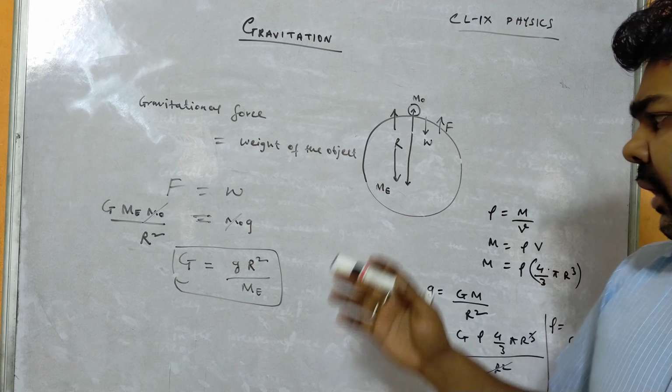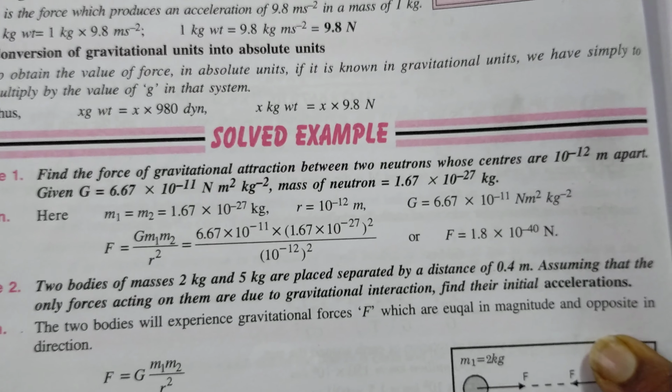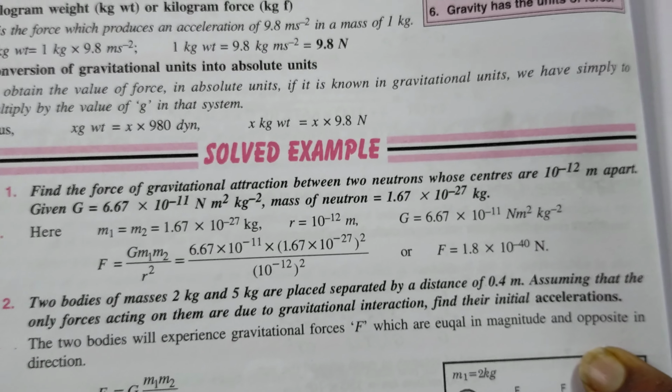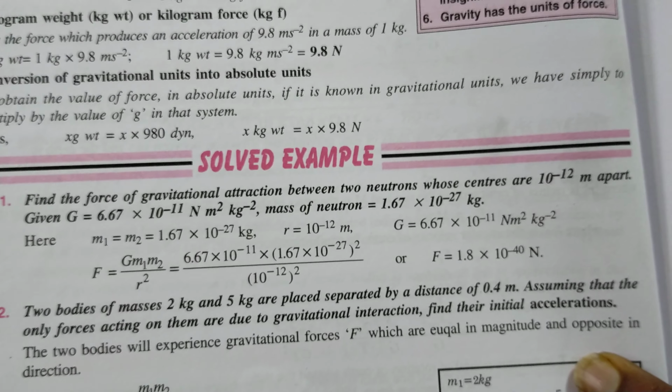So let us solve numericals, so it will be easy for us to understand the concept of gravitation. See, we have one question. Find the force of gravitational attraction between two neutrons whose centers are 10 to the power minus 12 meter apart. Given capital G equals 6.67 into 10 to the power minus 11 Newton meter square per kg square, right? And the mass of the neutron is also given.